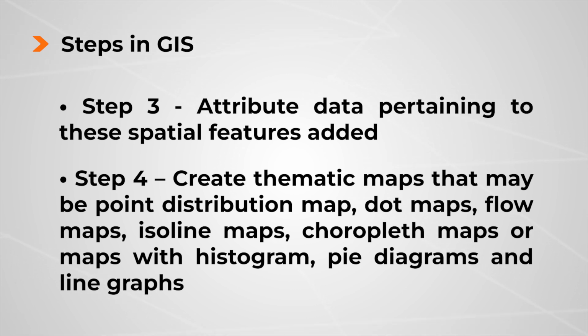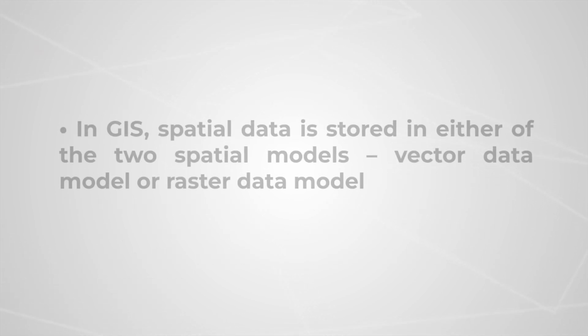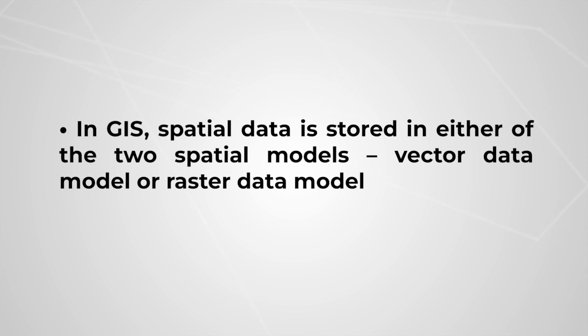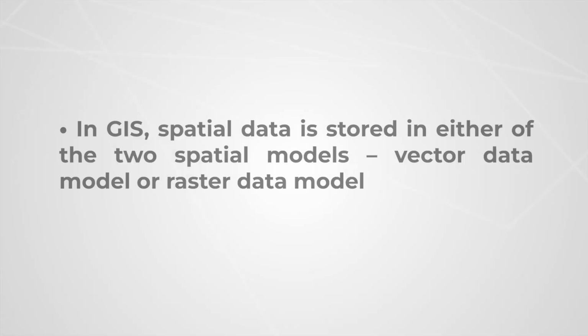Thematic maps are maps which are created based on certain themes. These maps may be point distribution map, dot maps, flow maps, isoline maps, choropleth maps or maps with histogram, pie diagram and line graphs. For the purpose of mapping in GIS, spatial data is stored in either of the two spatial models. It can be vector data model or raster data model.